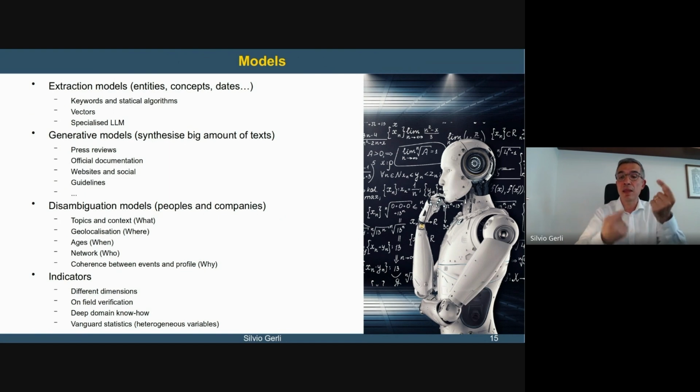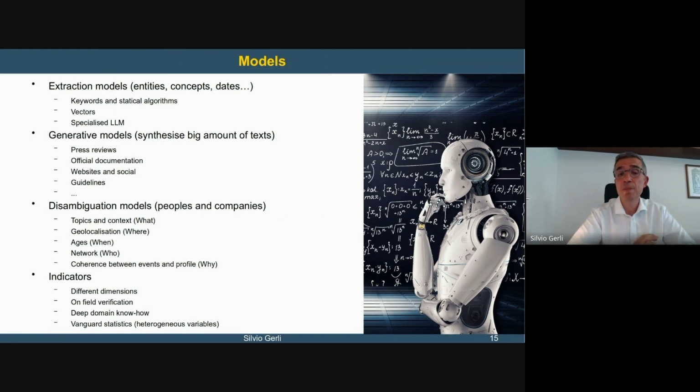The network: if in the news the Silvio Gerli appears with my colleagues, probably it's me, because it's a person from my entourage. Coherence between the events and the profile. So why? This is a very high-level overview, but disambiguation is very important because it simplifies the job of the analyst to understand the risk of this single company.